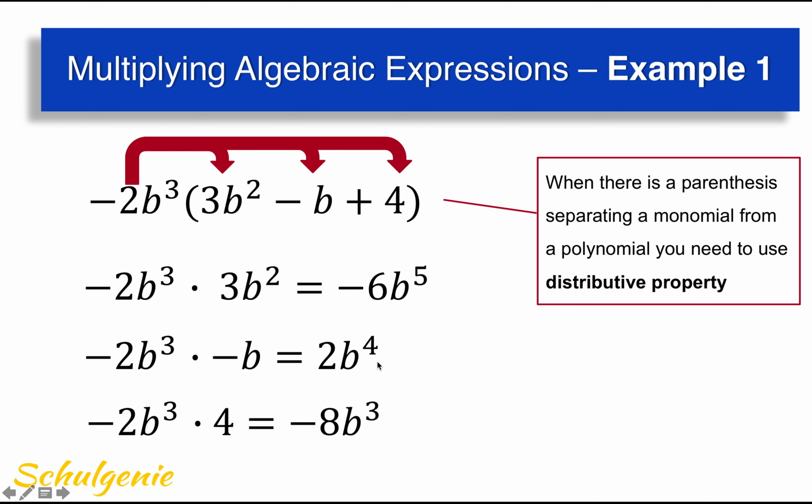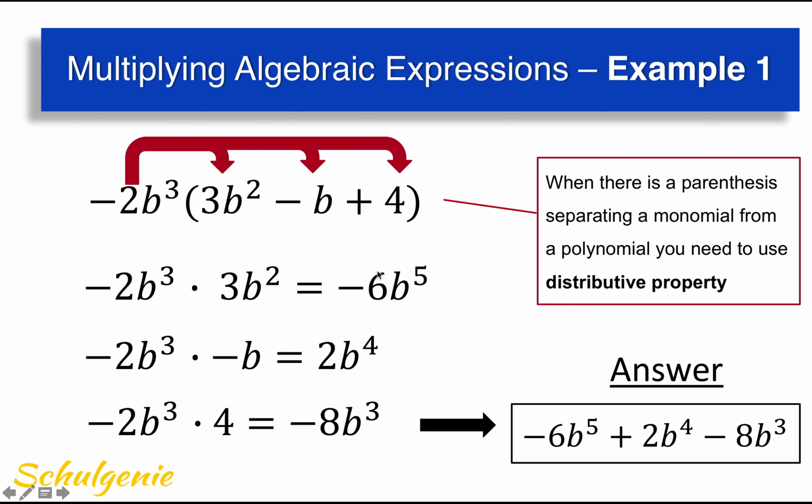And for the last multiplication, you multiply the first term times the last term, and you get negative 2b cubed times 4. You just multiply negative 2 times 4, which is negative 8, and then you just write the remaining variable. And your answer is going to be the combination of all of these terms, which are negative 6b to the power of 5 plus 2b to the power of 4 minus 8b cubed. And that is your answer when you use distributive property to solve this multiplication.